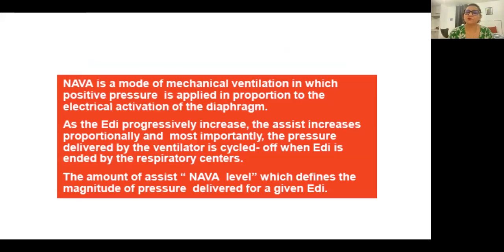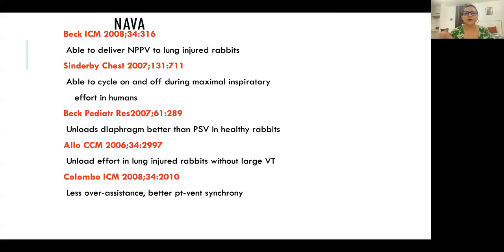So NAVA is a mode of mechanical ventilation in which positive pressure is applied in proportion to electrical activation of the diaphragm. As the EDI progressively increases, the assist increases proportionately, and the pressure delivered by the ventilator is cycled off when the EDI is ended by the respiratory center. The amount of assist is the NAVA level, which defines the magnitude of pressure delivered for a given EDI. So this is what NAVA does in brief.